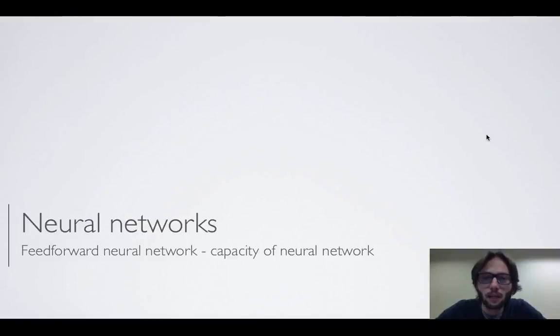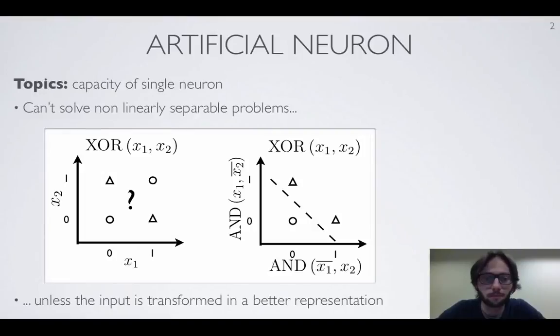In this video, we'll look at what is the capacity of a multi-layer neural network. Now, we have already seen that a single artificial neuron was limited in its capacity. There are certain classification problems that it cannot actually model if they're not linearly separable.